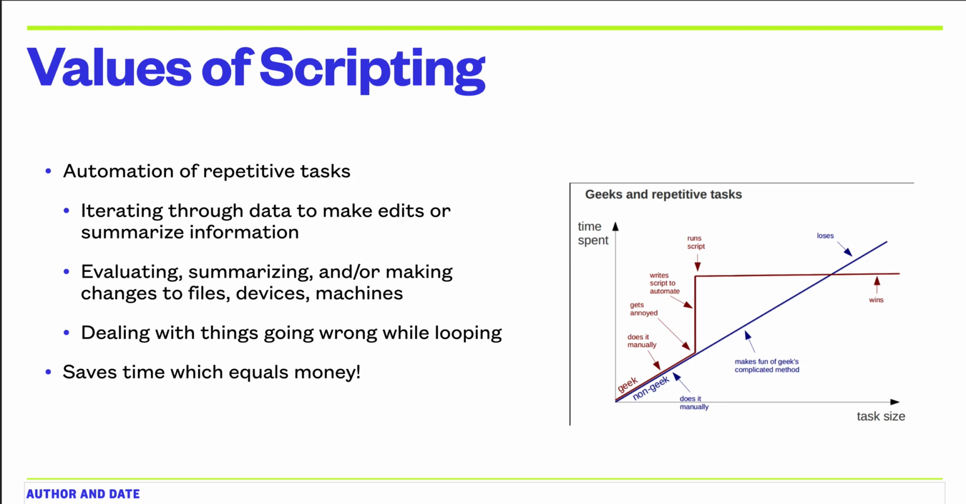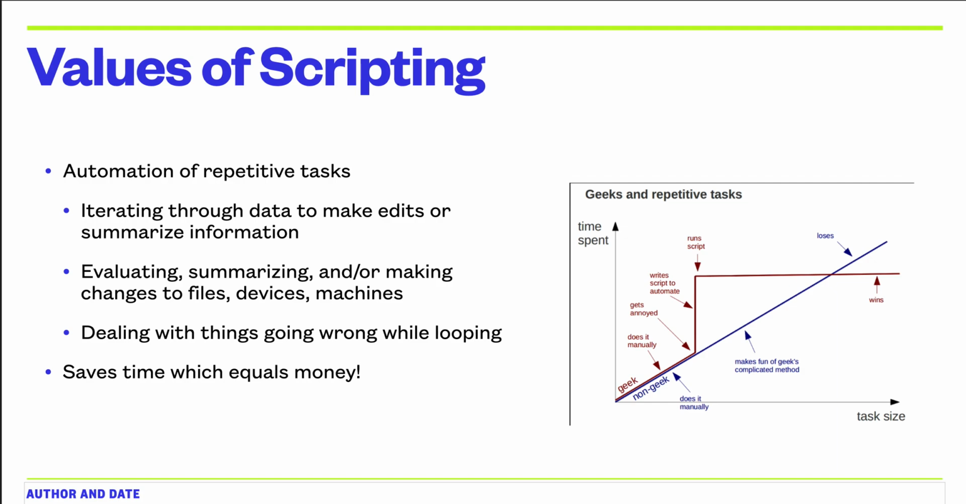Make the machine do all the repetitive work. And of course, if we build the right intelligence into our scripts, we can deal with the things that go wrong while we are looping through the different machines and the different tasks and the different pieces of data, such that one error doesn't sidetrack us completely.